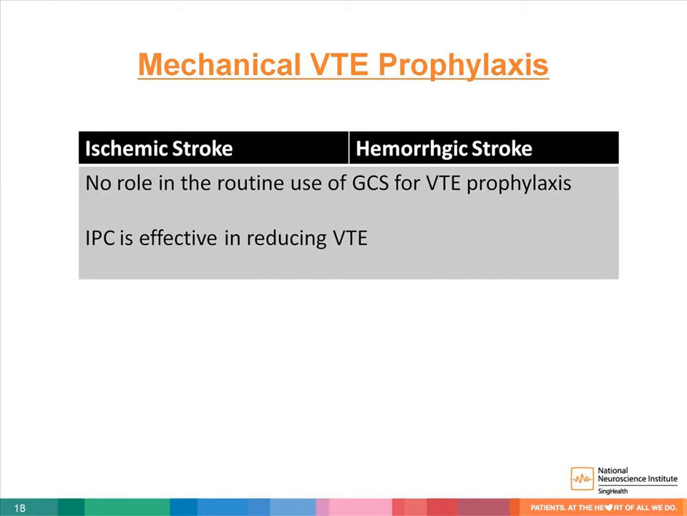In summary, there's no role for the use of GCS for VTE prophylaxis in stroke patients. IPC devices are effective in reducing VTE in stroke patients. Of note, there has been no head-to-head study comparing IPC devices versus subcutaneous low molecular weight heparin, or any study investigating the combination of subcutaneous low molecular weight heparin with concomitant mechanical means.